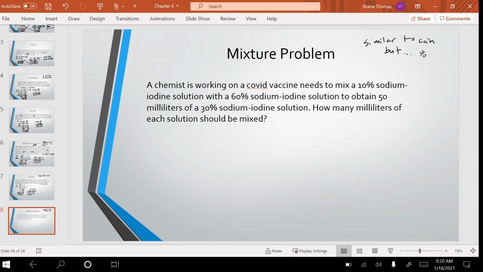So, a chemist is working on a COVID vaccine and needs to mix a 10% sodium iodine solution with a 60% sodium iodine solution to obtain 50 milliliters of 30% sodium iodine solution. How many milliliters of each solution should be mixed? Okay, there's a lot going on here, isn't there? So let's call this first 10% one X, and we'll call the 60% one Y.